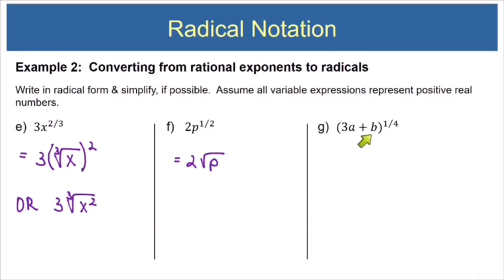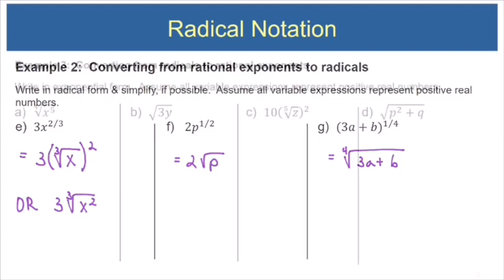Here in part G, we do have parentheses. So we have parentheses 3a plus b, all to the 1/4 power. So in radical form, that's going to be the fourth root of all of this. So fourth root of 3a plus b.